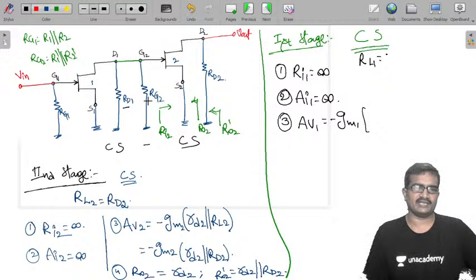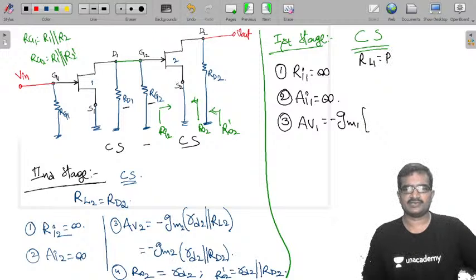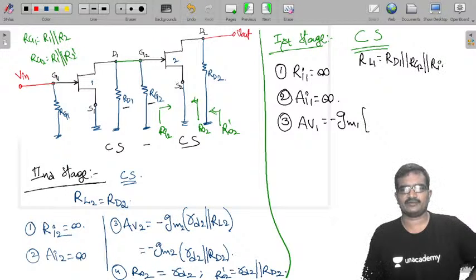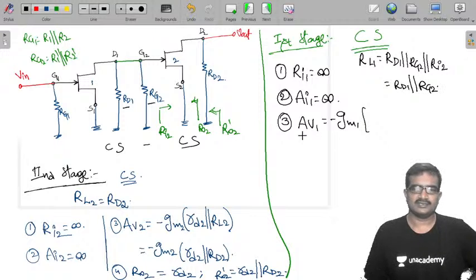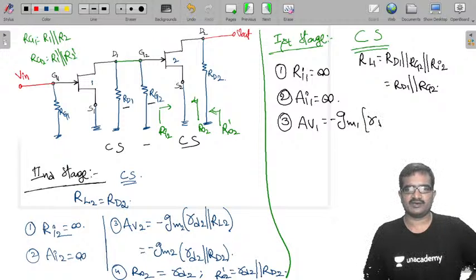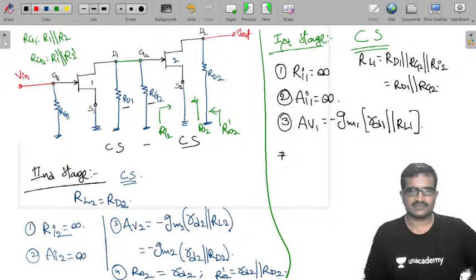It is RD1 parallel with RG2, parallel with RI2. So it is simply RD1 parallel with RG2. So AV1 is minus gm1 into rd1, drain to source resistance, parallel with RL1. That is voltage gain. Fourth one is RO1.